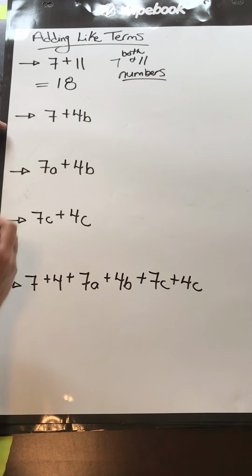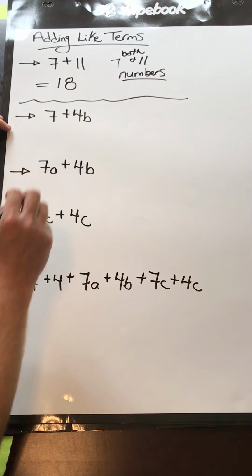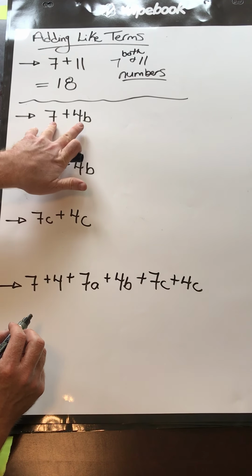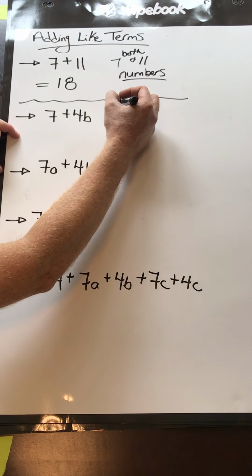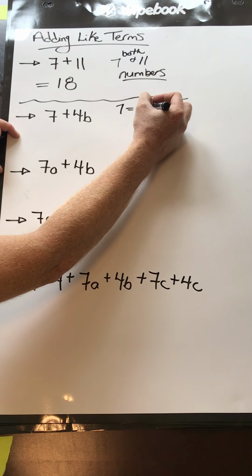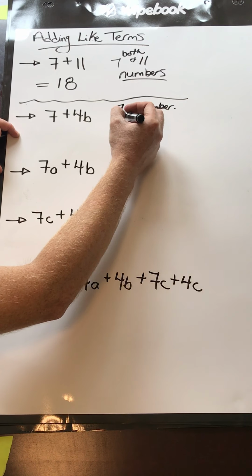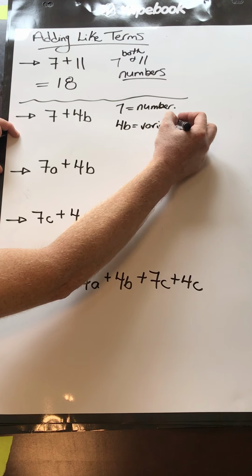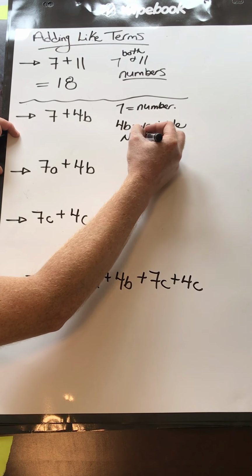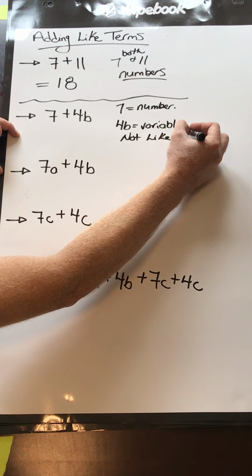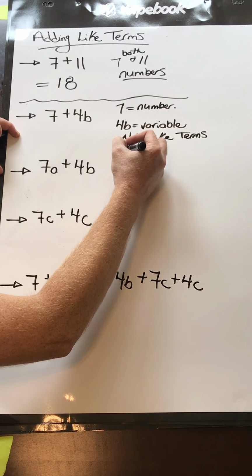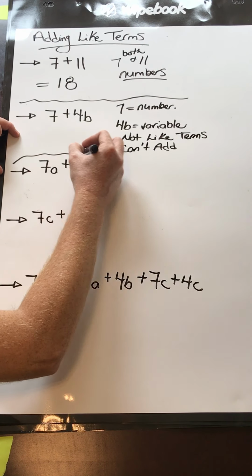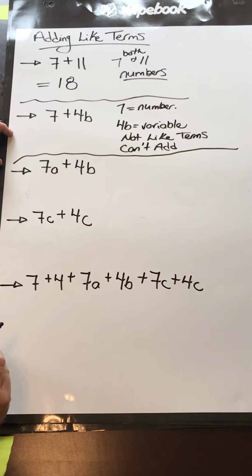Now this next one here, we have 7 plus 4b. Well, these are not alike. We have 7, which is a number, and we have 4b, which contains a variable. So they're not like terms. So we can't add. All right, so we just have to leave that as it is.